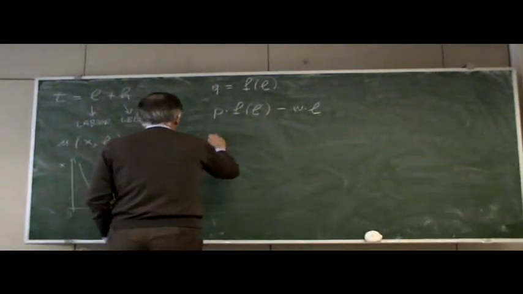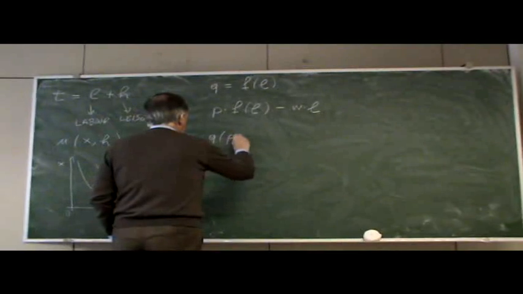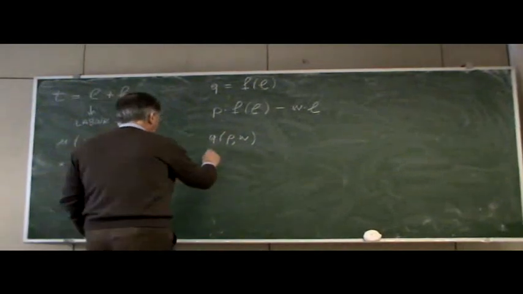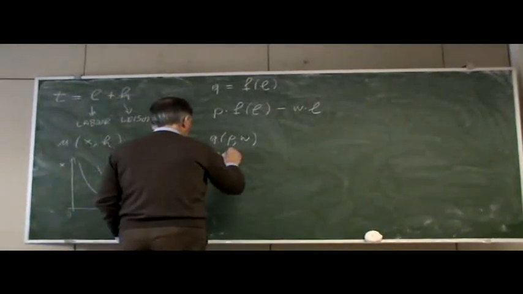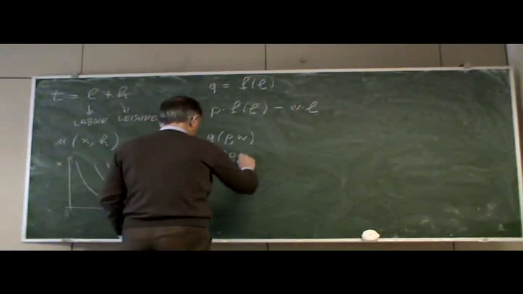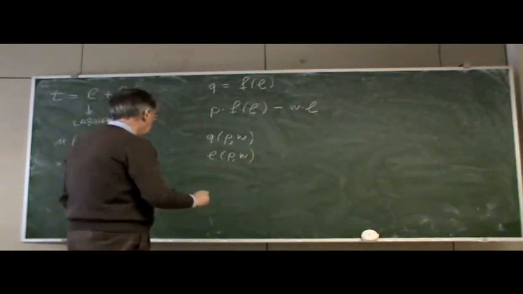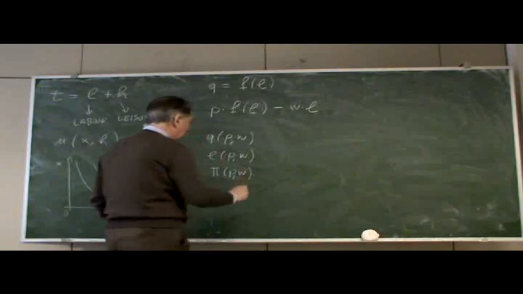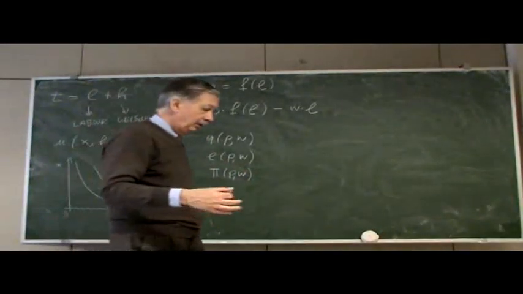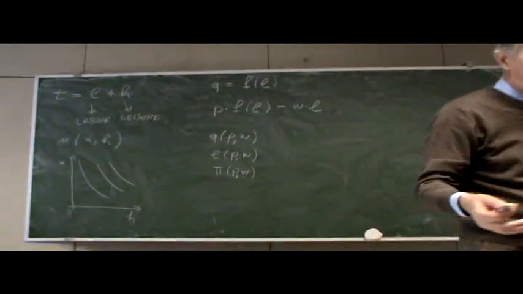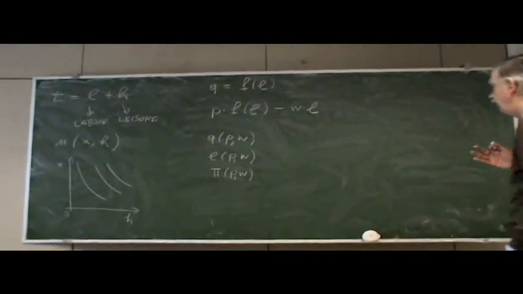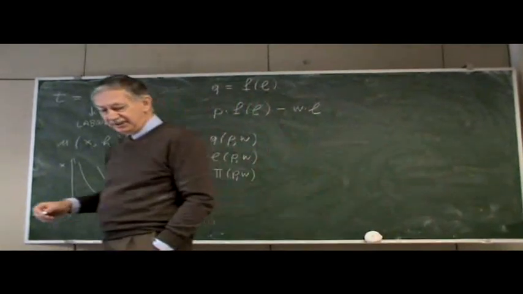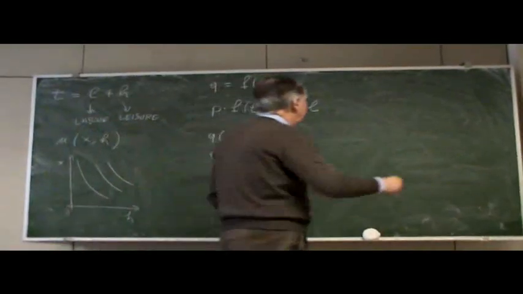And we obtain the optimal quantity Q of P and W, which is the supply curve of the product, the optimal quantity of labor hired, which is a function of P and W, and a profit, which we denote by pi of P and W. All these are optimal quantities and are functions of the price system, right? P and W. Well, let us represent the situation of a firm by means of a graphic.